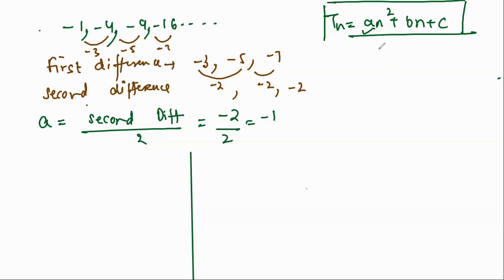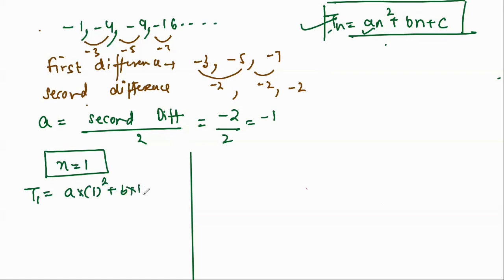So for b and c, we will work out here. We put n as 1 first. When you put n as 1, T1 is equal to a multiplied by 1 square, b multiplied by 1, plus c. So T1 is equal to 1 square, which means 1 only, 1 multiplied by 1.